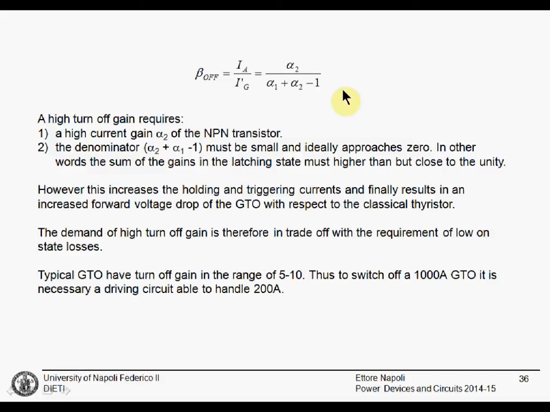We want a very large turn-off gain. If the gain is very large, for example, if the gain is 10, it means that the gate current is 1/10 of the anode current. If the beta off, the turn-off gain, would be 100, it means that we need a current that is 100 times smaller than the anode current in order to switch off the device. The reality is much worse. The actual values for the gain go from 1 to 5, maximum 10.